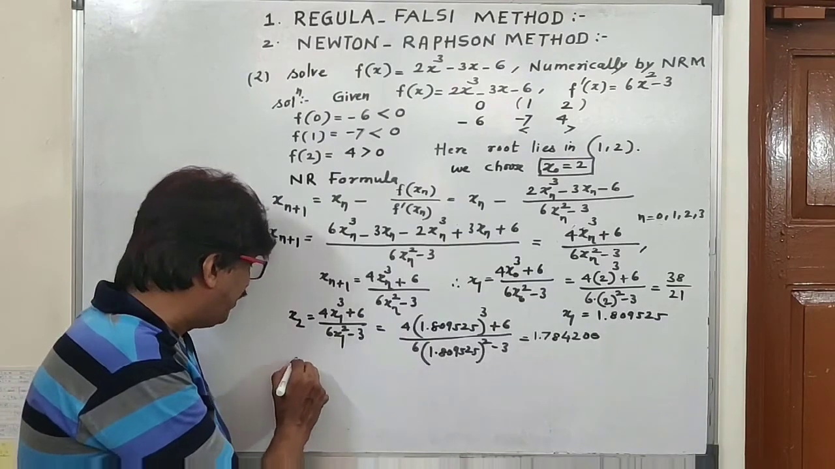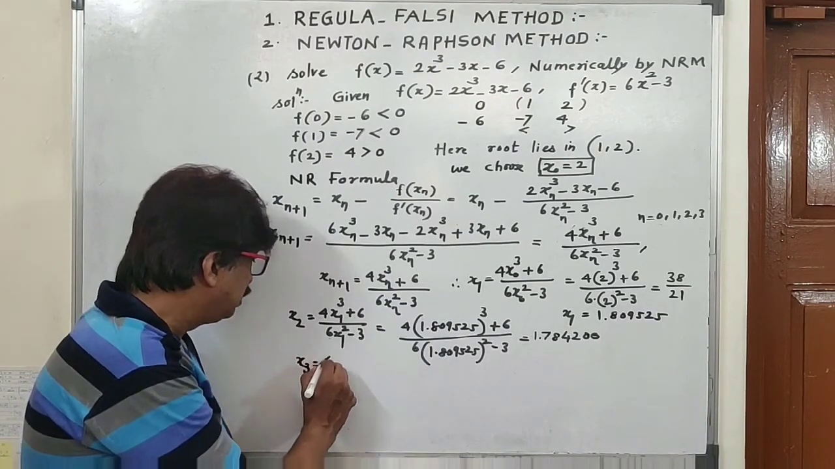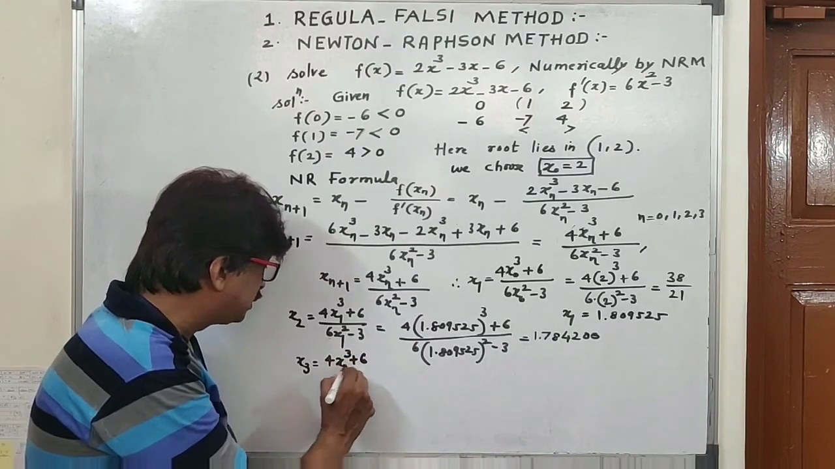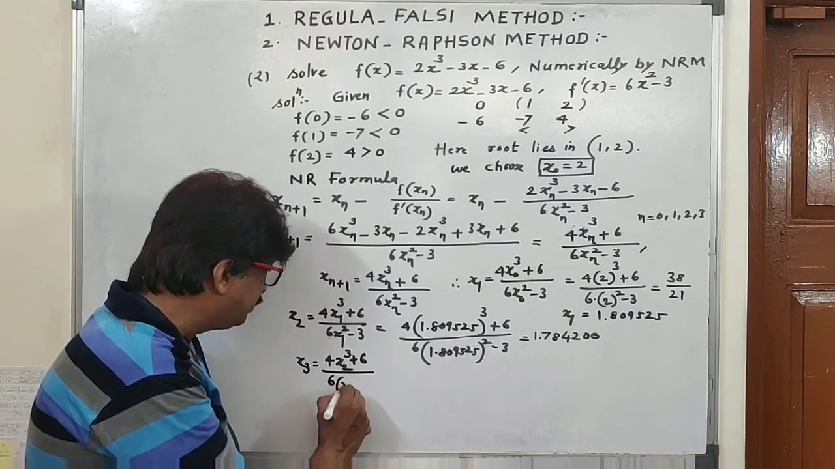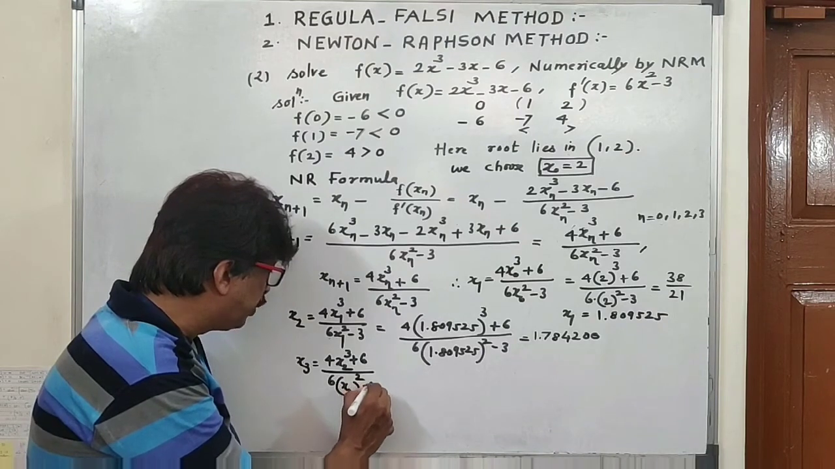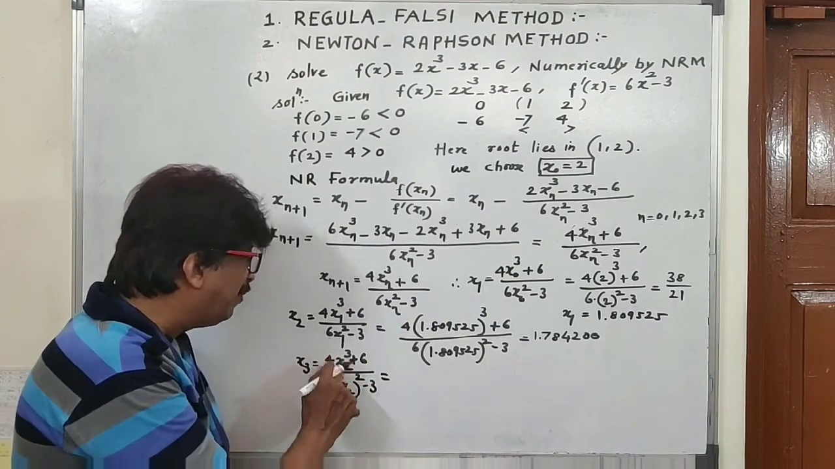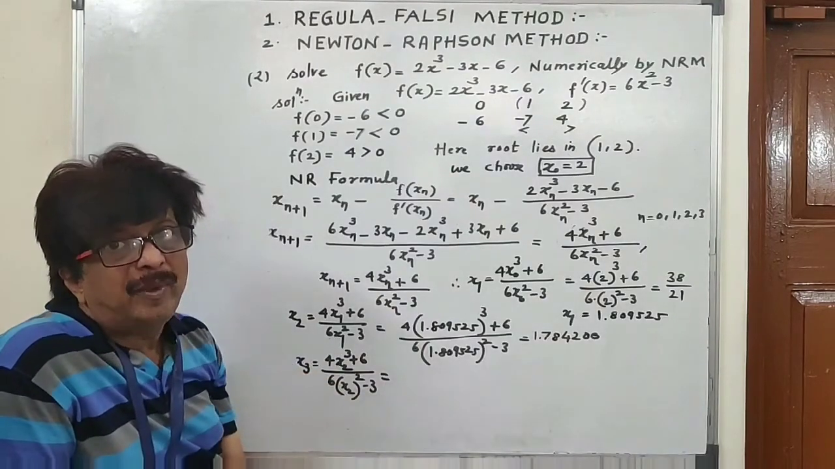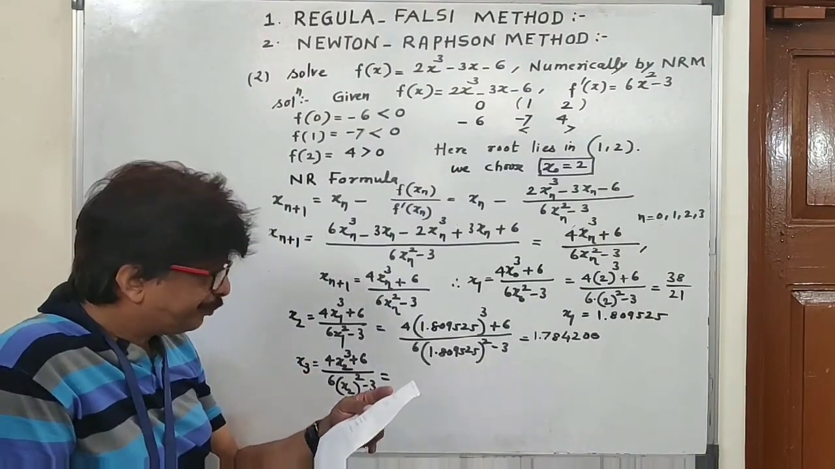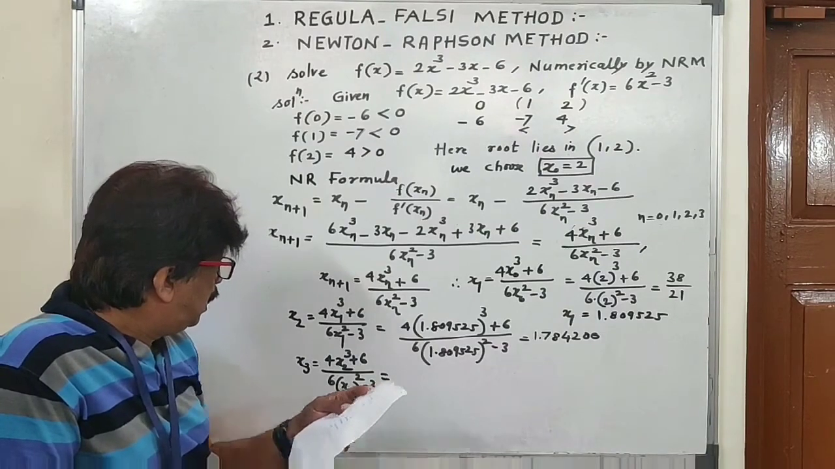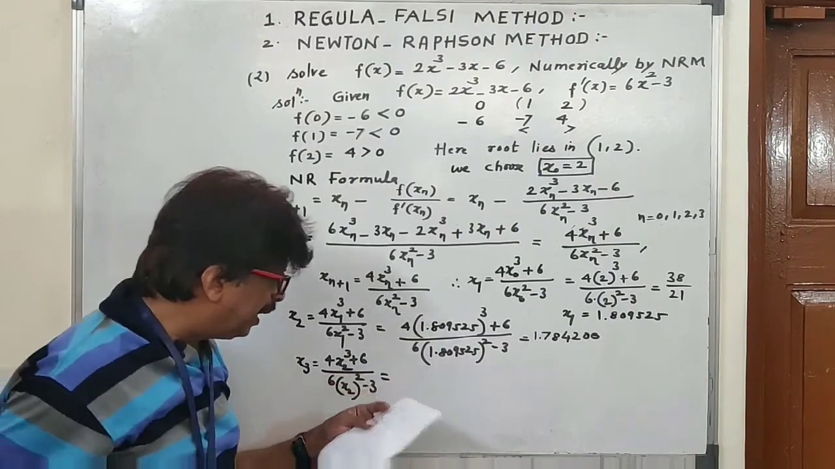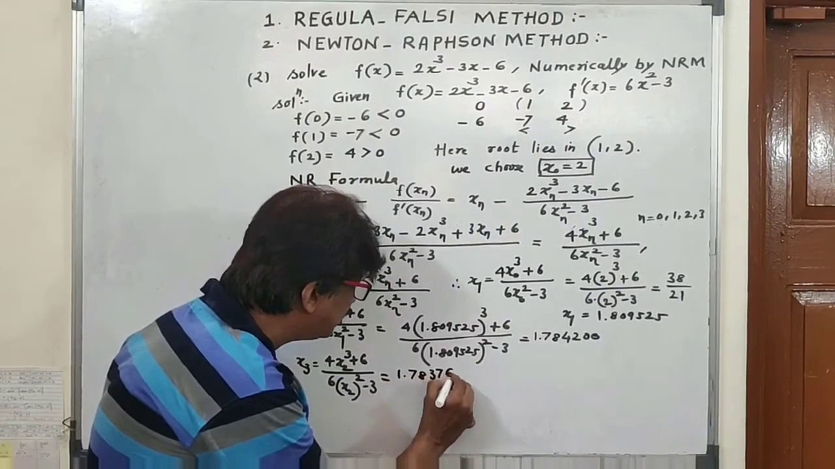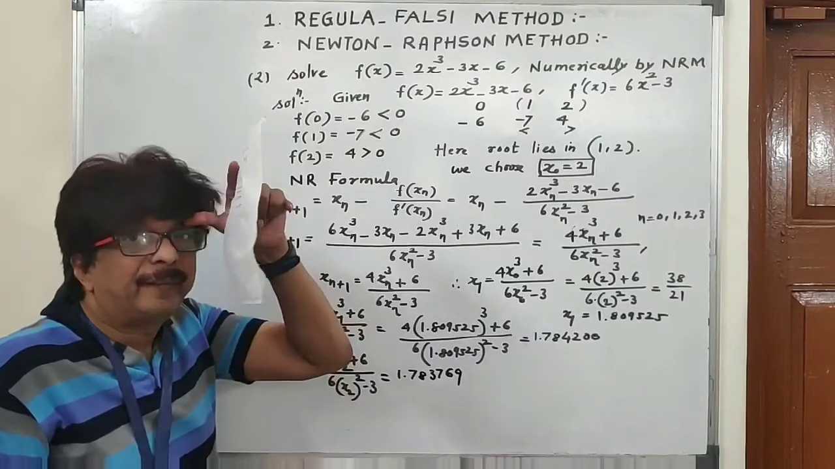From x₂ I will determine the value of x₃. x₃ = (4x₂³ + 6)/(6x₂² − 3). Now in this I will put the numerical value of x₂ as 1.784200, which comes out as 1.783769. This is the value of x₃.